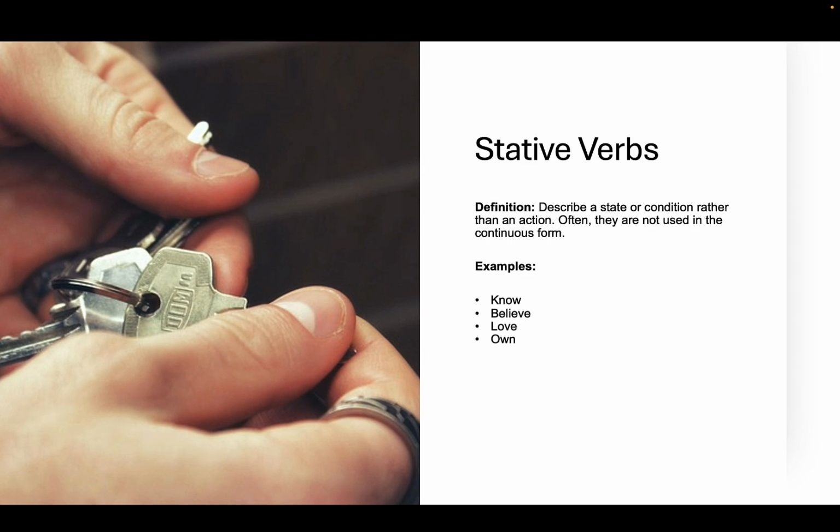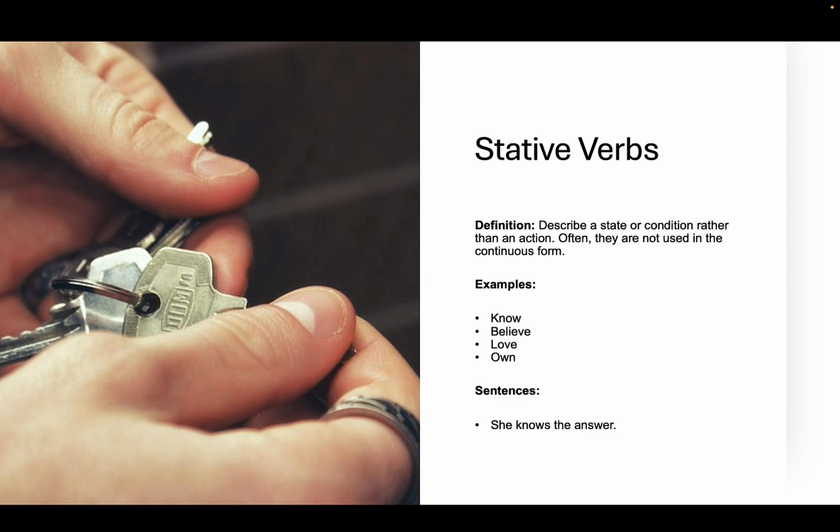What about a sentence here that we'll look at? She knows the answer. What do you think is the stative verb here? Here, knows is the stative verb because it describes a state of mind and not an action. Okay, let's look at another example.